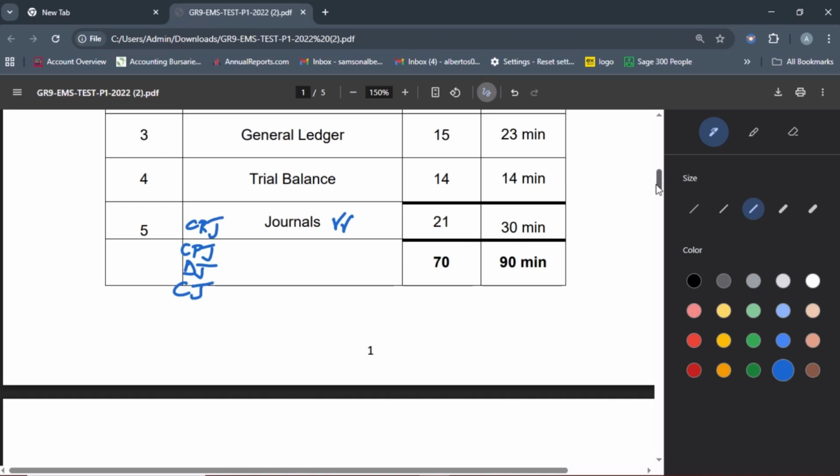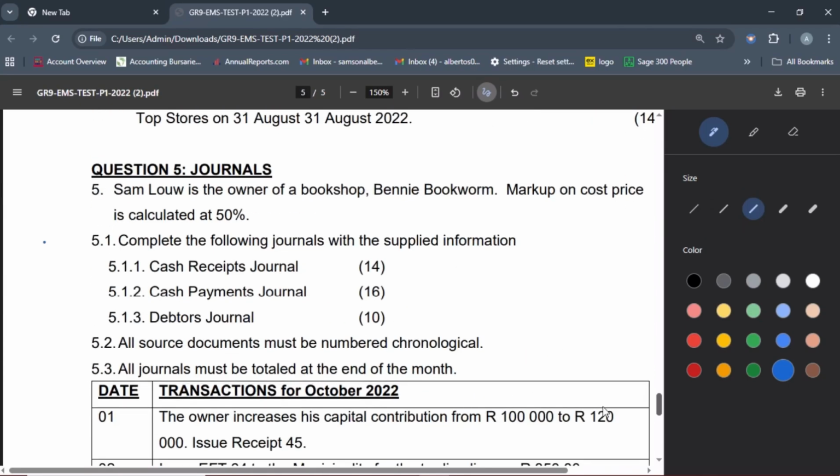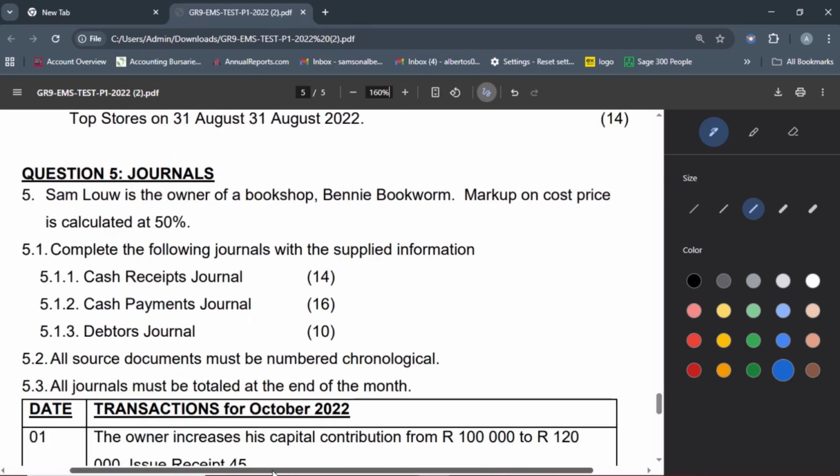Now let us check what it is that the examiner is allocating 21 marks for, as well as 30 minutes for that activity. So we're going to question 5. And here is our question 5. I'll zoom in a bit. Sam Lu is the owner of a bookshop, Benny Bookwell. Markup won't be very important. Markup on cost price is 50%. We're going to apply that one.